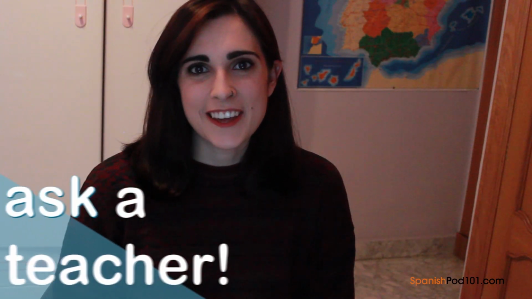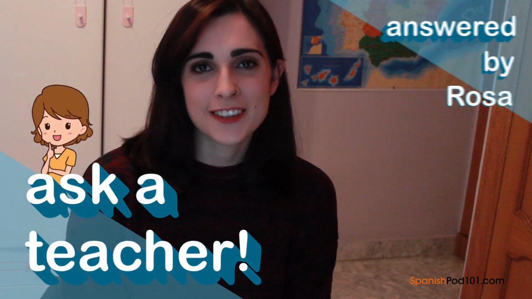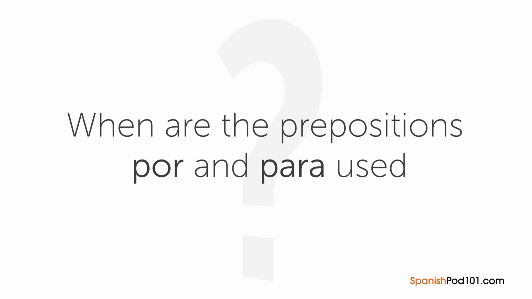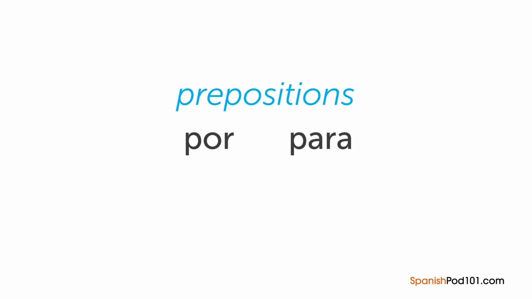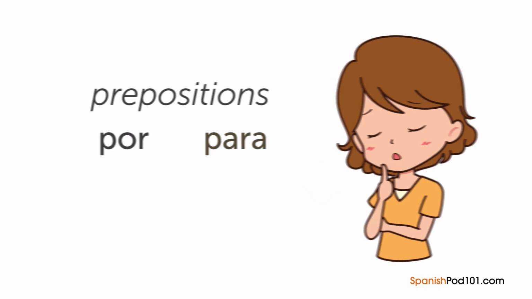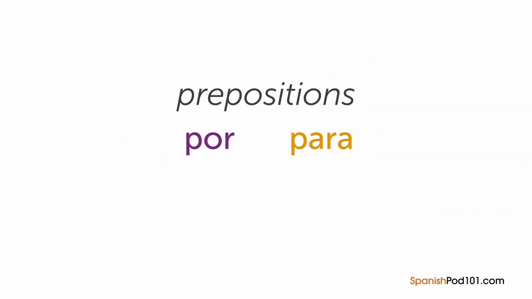Hi everybody, Rosa here. Welcome to As a Teacher, where I'll answer some of your most common Spanish questions. The question for this lesson is, when are the prepositions por and para used? The prepositions por and para are a little difficult for Spanish learners because both are used in similar contexts and have similar meanings. In English, the prepositions por and para are frequently translated as for, by, and to.